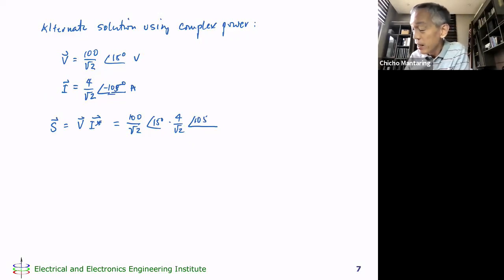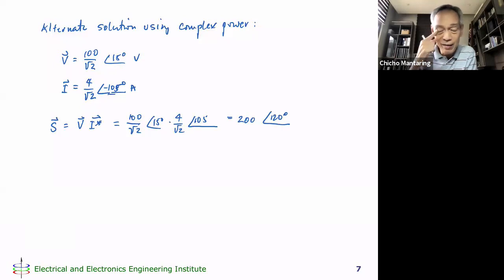If I multiply these two phasors together, you multiply the magnitudes and then you add the angles. This is 400 over 2, so that's 200 at an angle of 120 degrees. Sorry, dun nanggaling yung 120 degrees, no? My mind was racing forward.